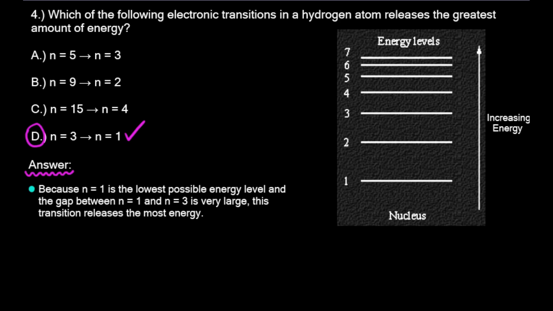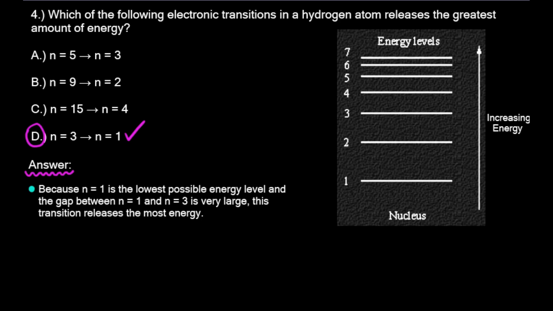Remember the energy level diagram shown before? Here's the energy level diagram as shown on a previous slide. Now let's look at the answer choices. Answer choice A said a transition from n equals 5 to n equals 3. This is a small drop because of the gap between n equals 5 and n equals 3.